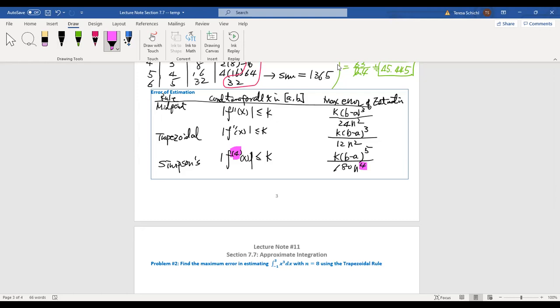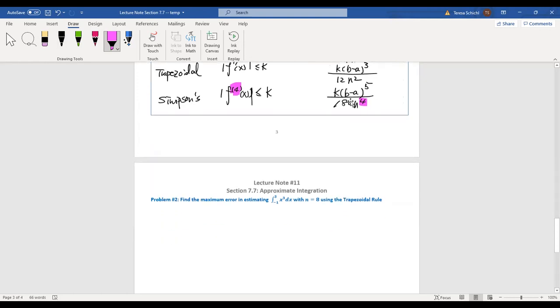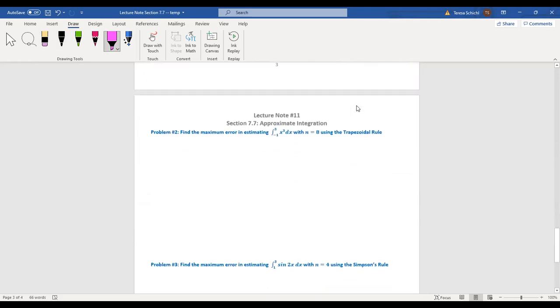Now let's take a look at some practice problems. First, remember this is the max error, so the true error will probably be less than that. I want to find the maximum error estimate for the integral from -1 to 3 of x cubed when n is equal to 8, using the trapezoid rule.